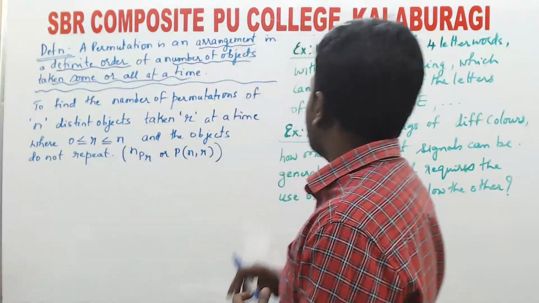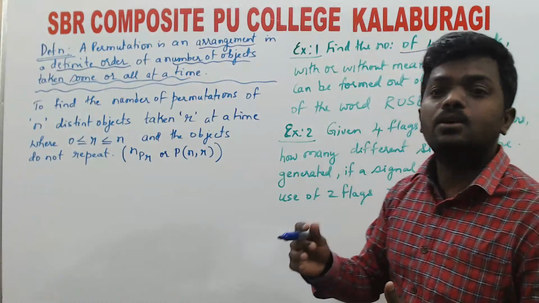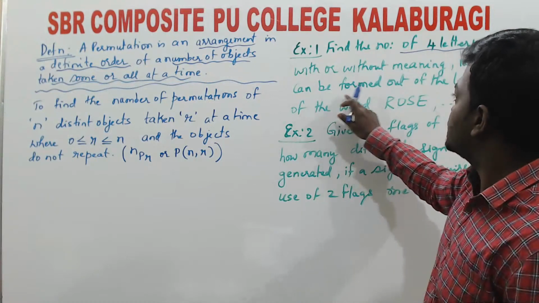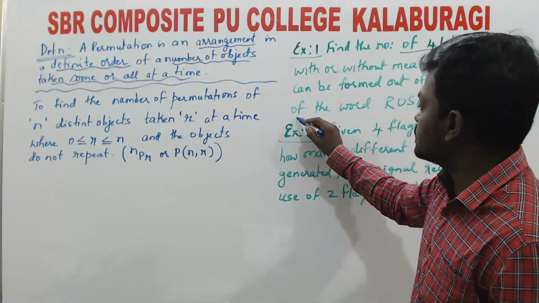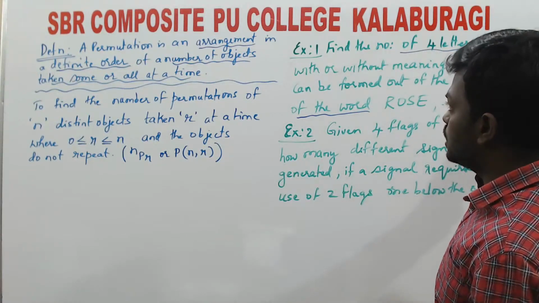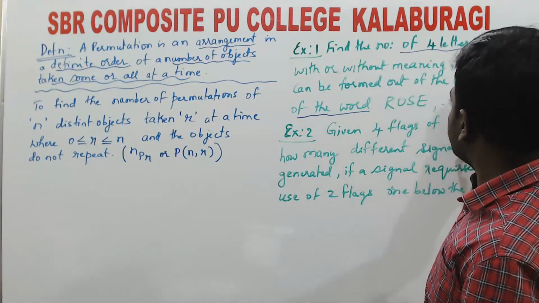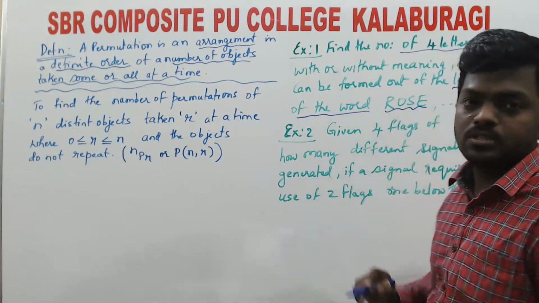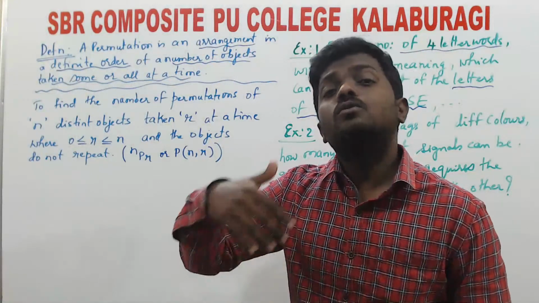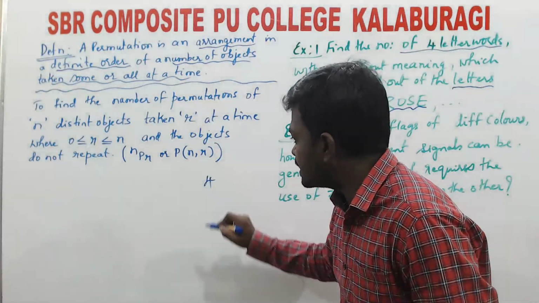Those were the first one. What was that example? Example one. Find the number of four-letter words, with or without meaning, which can be formed out of the letters of the word ROSE. So we had to make a four-letter word out of which letters? The letters of the word ROSE. So ROSE had how many letters? Four letters.